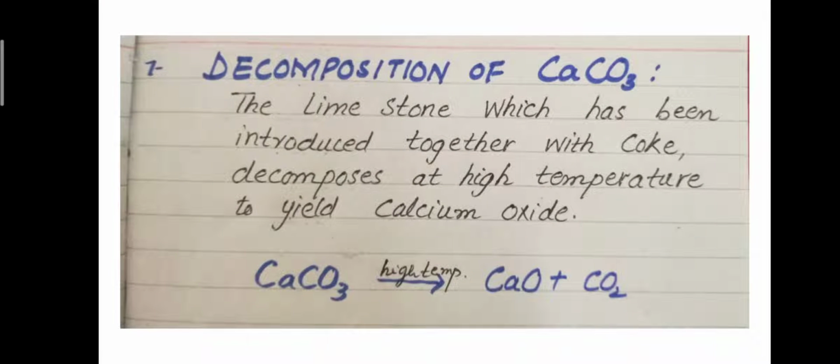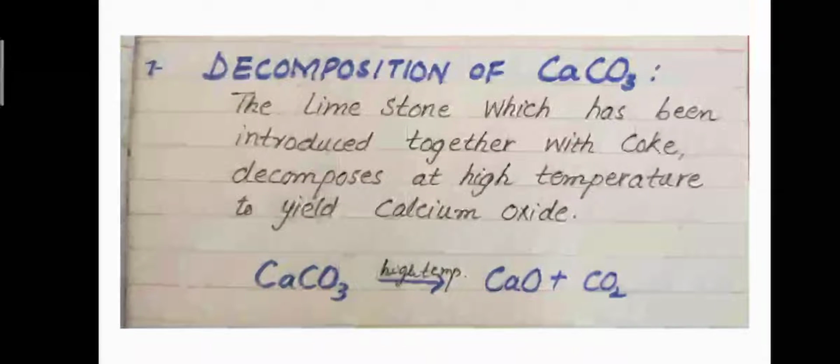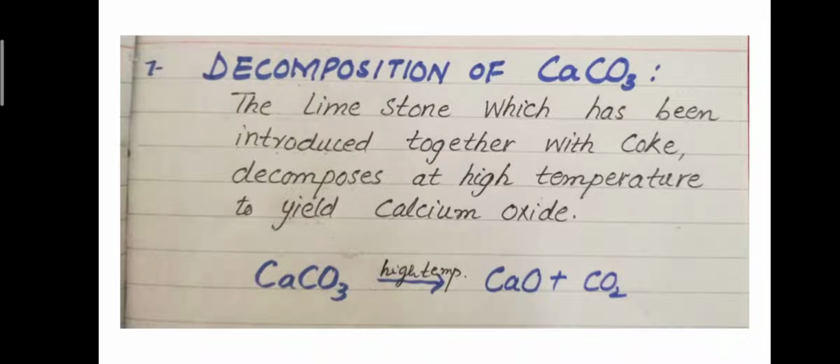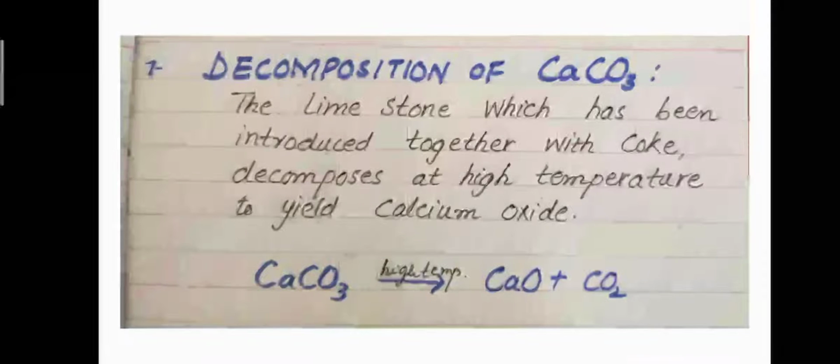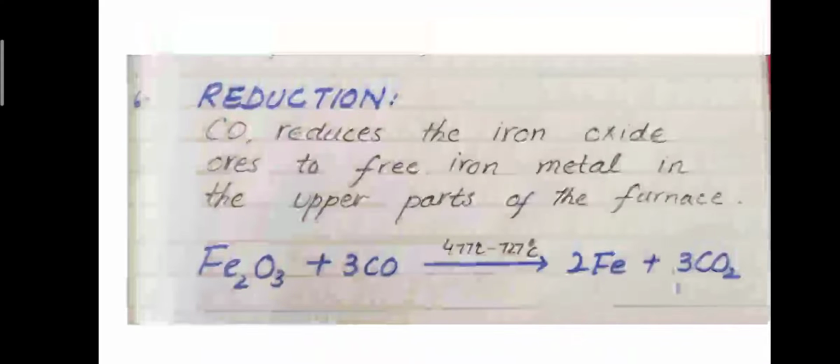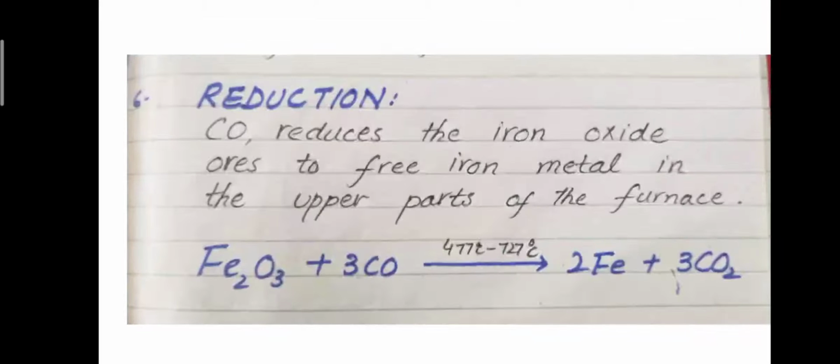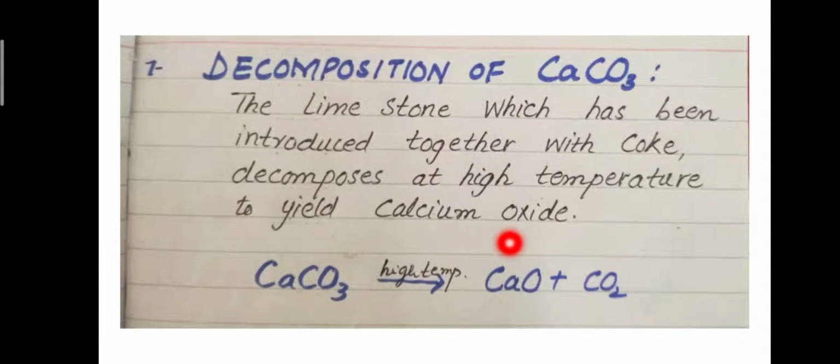Step 7. Decomposition of calcium carbonate. The limestone which has been introduced together with coke decomposes at high temperature to yield calcium oxide. Calcium carbonate decomposes into calcium oxide with the liberation of carbon dioxide.